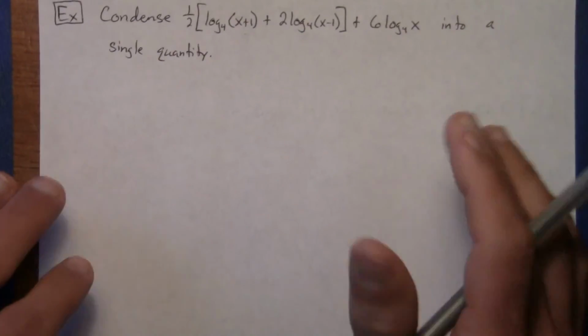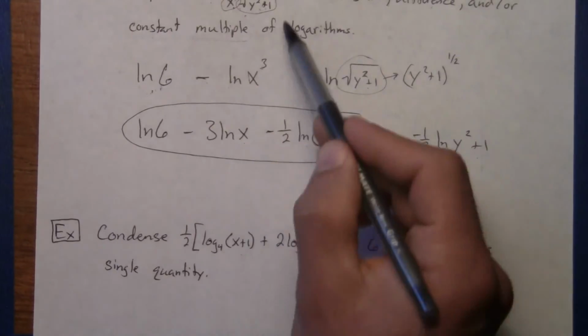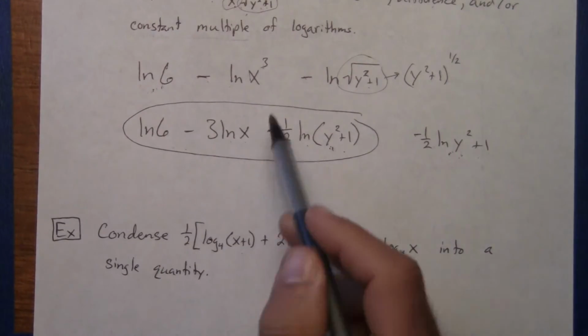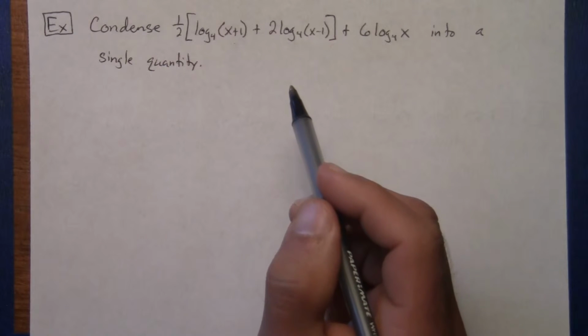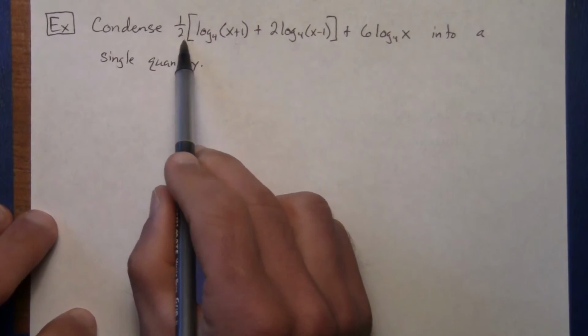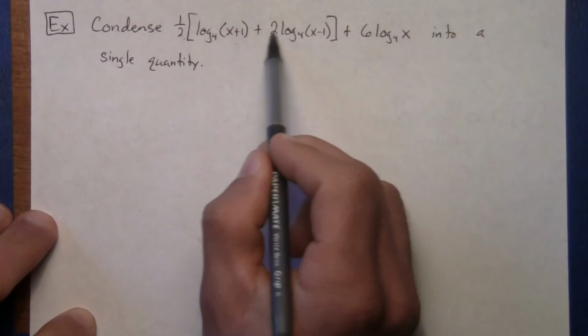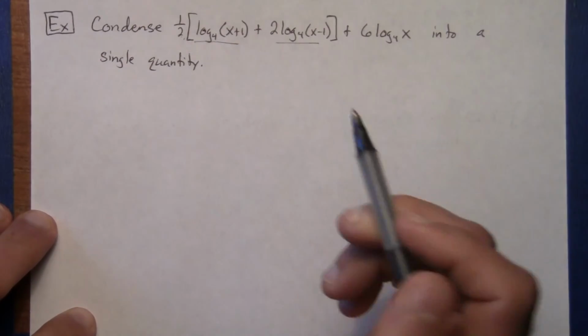And then the last one is basically just doing this, only working backwards. You have multiple terms and you're going to group them all together. Now you can do this a couple different ways. It's kind of how you choose. I see that I have 1/2 in front of this bracket, so I'm going to go ahead and distribute 1/2 to the 2 terms that I have there.